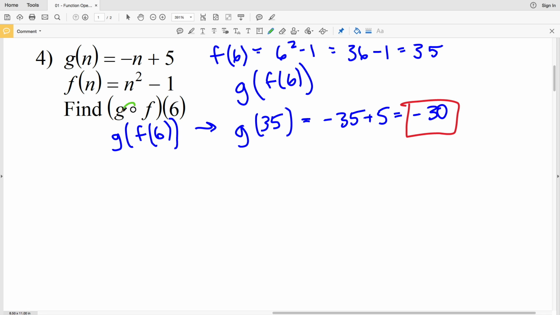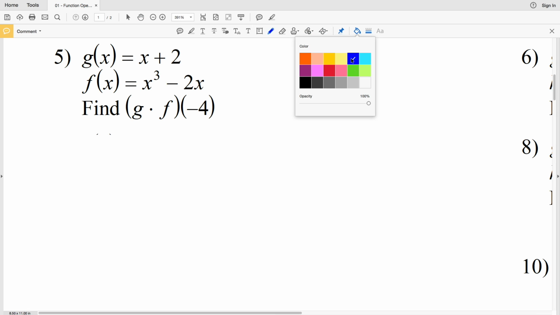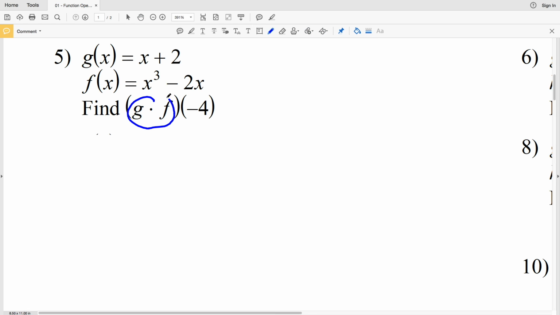And just to reiterate, this symbol is of. So g of f. Do not confuse this with the dot for multiplication. An open circle means of, so we're evaluating f of 6 and then g. Now moving on to number 5, we have g times f of negative 4.